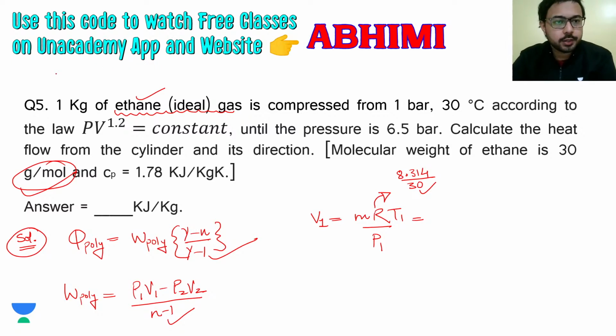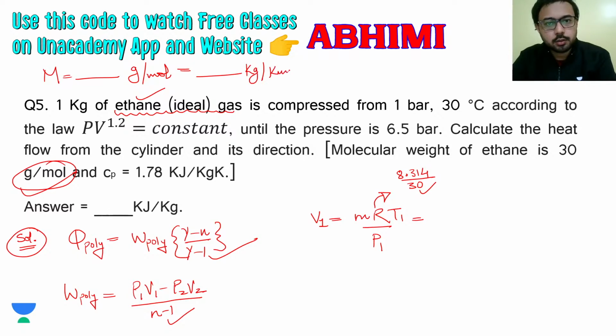So this molecular weight is equal to something in gram per mole, and that will be equal to the same thing in kg per kilomole. If it is x in this, it will also be x in the other. So this will be your R, and your T1 is 30 degrees, so it will be 303 Kelvin. What is pressure 1? It is 100 kilopascal. So V1 is coming out as 0.84.